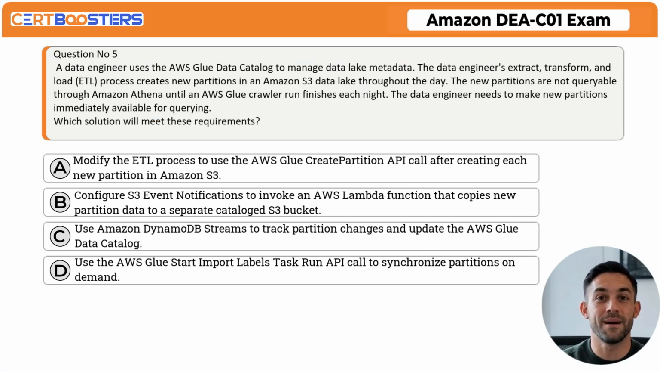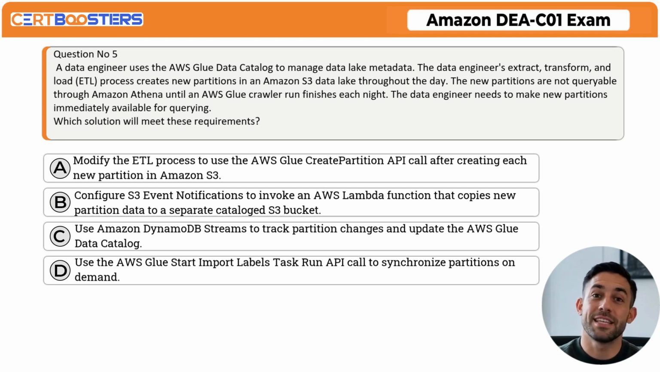Question No. 5. A data engineer uses the AWS Glue Data Catalog to manage data lake metadata. The data engineer's extract, transform, and load (ETL) process creates new partitions in an Amazon S3 data lake throughout the day. The new partitions are not queryable through Amazon Athena until an AWS Glue crawler run finishes each night. The data engineer needs to make new partitions immediately available for querying. Which solution will meet these requirements?